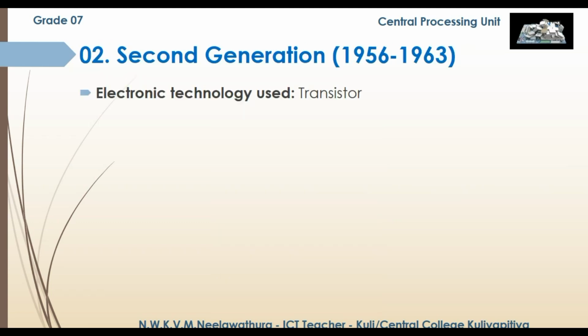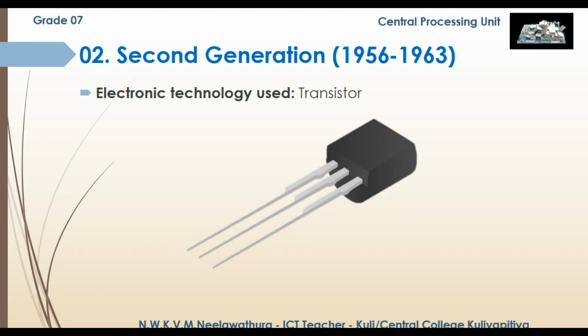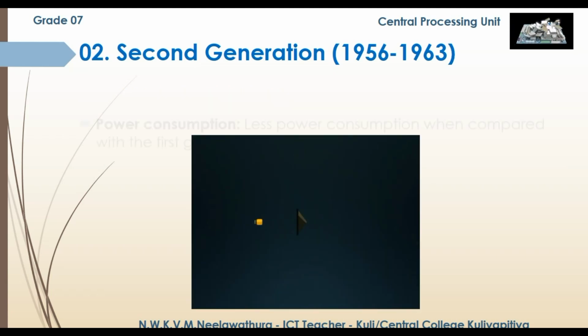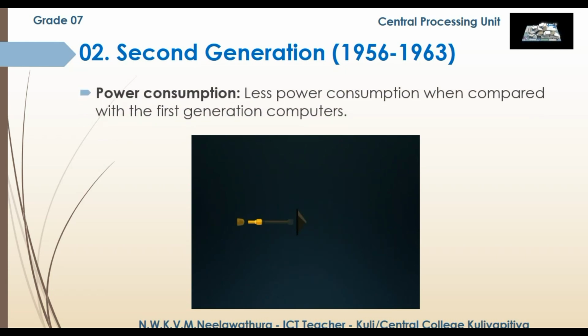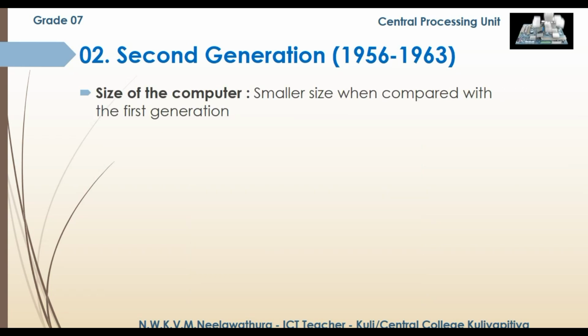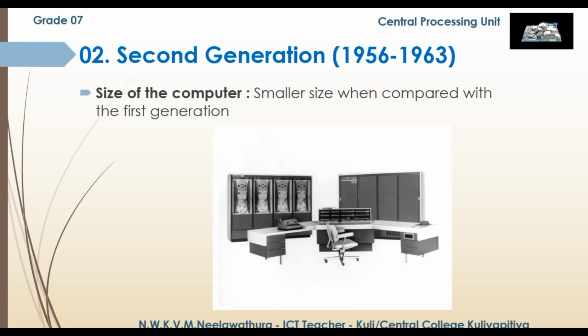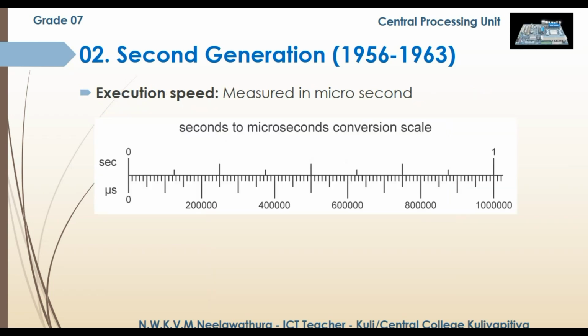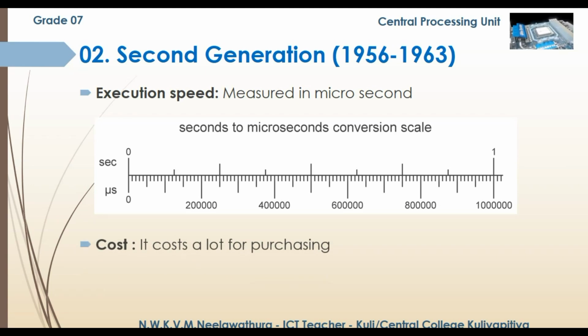Let's go to second generation, in 1956 to 1963. The main electronic technology: transistor. Power consumption: less power consumption when compared with the first generation computers. Size of the computer: smaller size when compared with the first generation. Execution speed measured in microseconds. Cost: it cost a lot for purchasing.